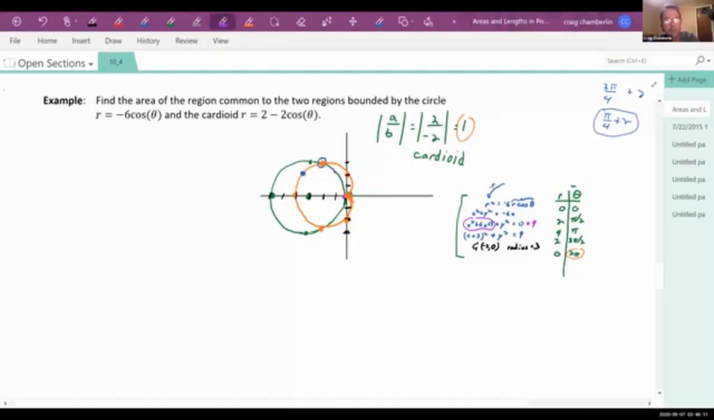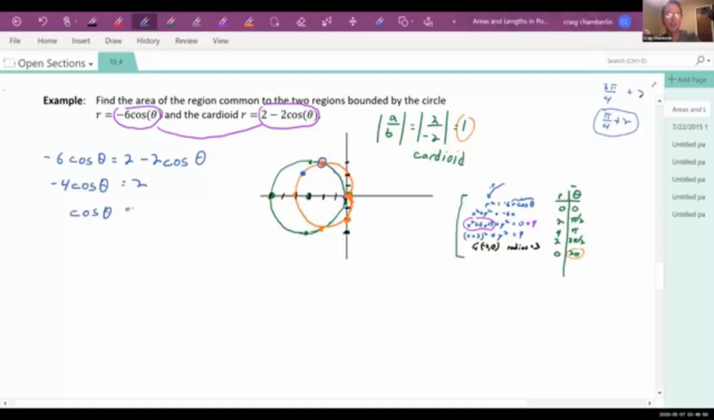At the intersection point, the r values will be the same. So you can set the right-hand sides, which are both equal to r, equal to each other. If you do that, you'll get -6 cosine theta equals 2 minus 2 cosine theta. Now I'm going to add 2 cosine theta to both sides, which gives me -4 cosine theta equals 2. Then if I solve for cosine and reduce, I'll get -1/2. Does everybody see that? -1/2.